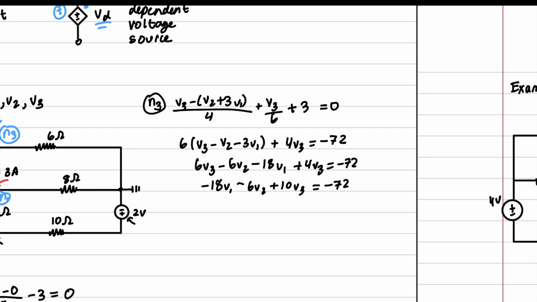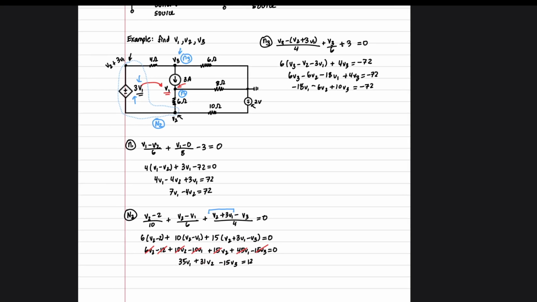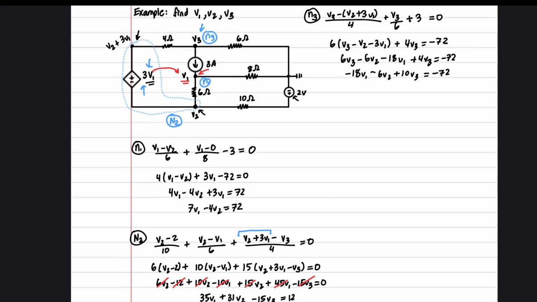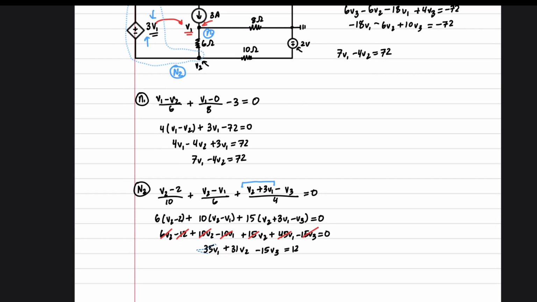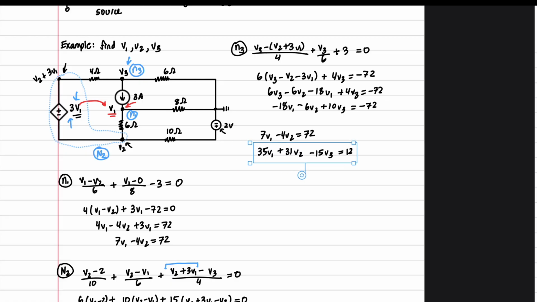And we are left with -18 - 6V2 + 10V3 = -72. I'm going to put these equations side by side so that we can plug them straight into our calculator. I'm not going to put it in a matrix this time, so as to save some time.